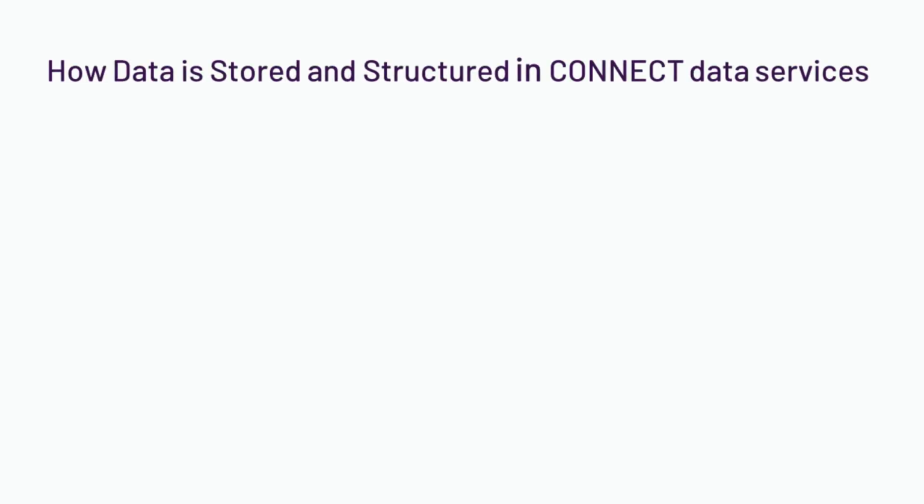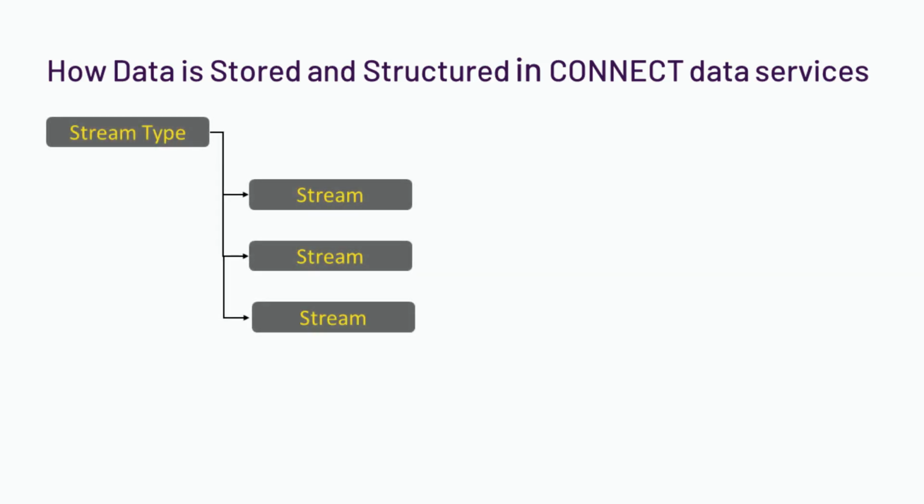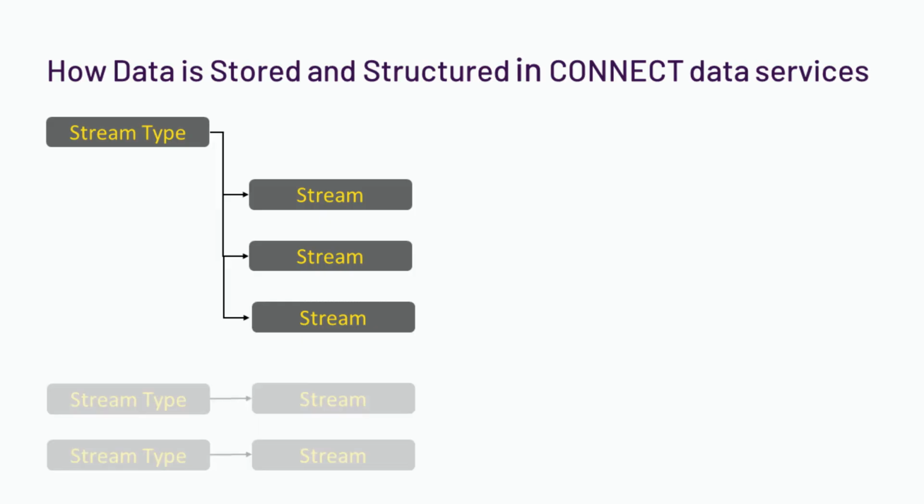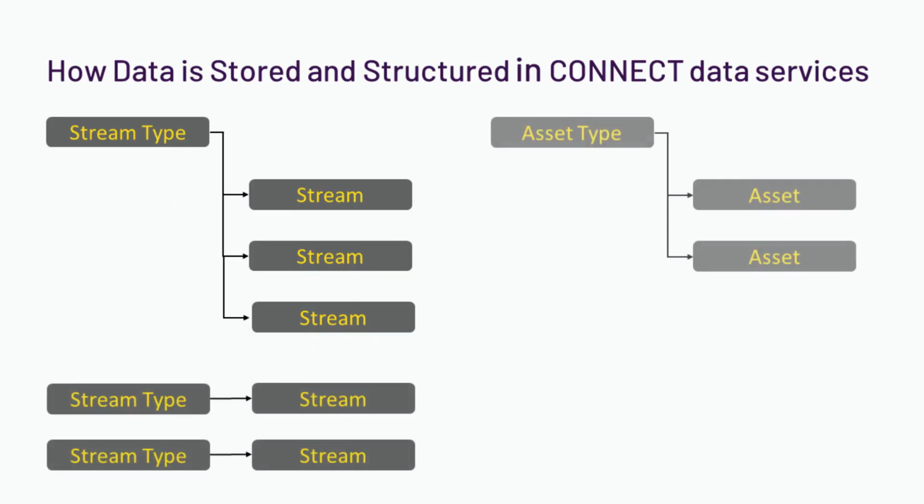To start, let's see how data is stored and structured in Connect Data Services. All sequential data in Connect Data Services is stored within streams. These streams are defined by their stream types, which act as a sort of blueprint to define what properties should be on the stream. Streams can be of various types.